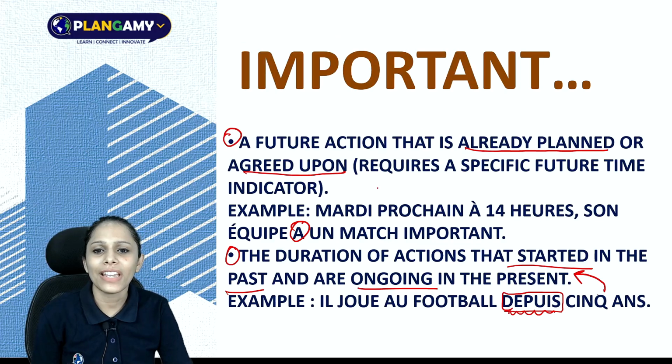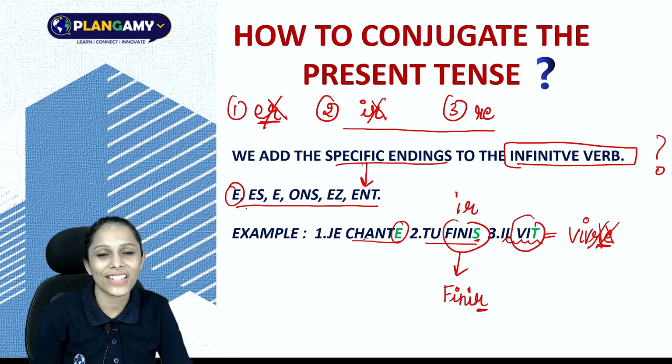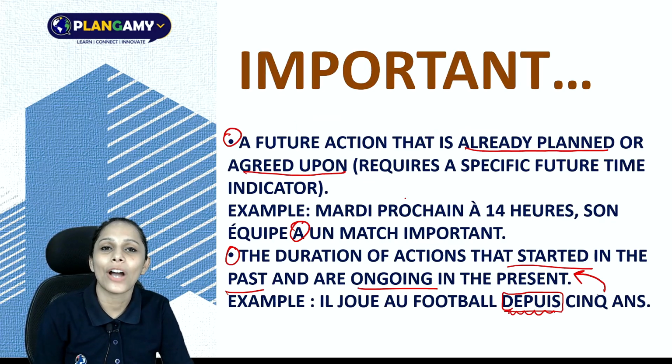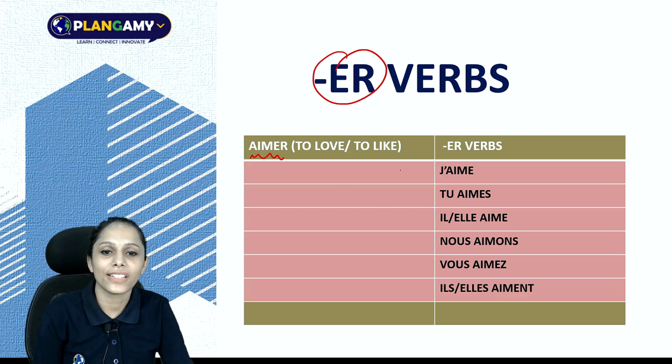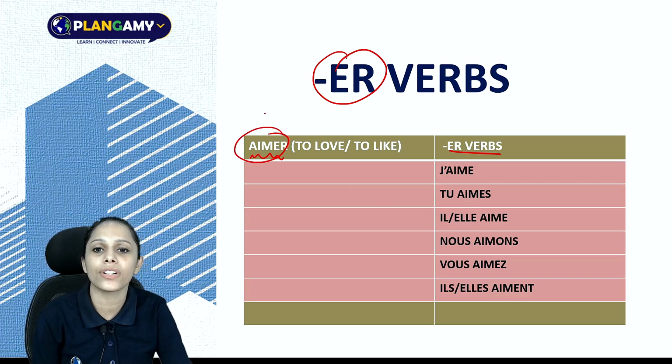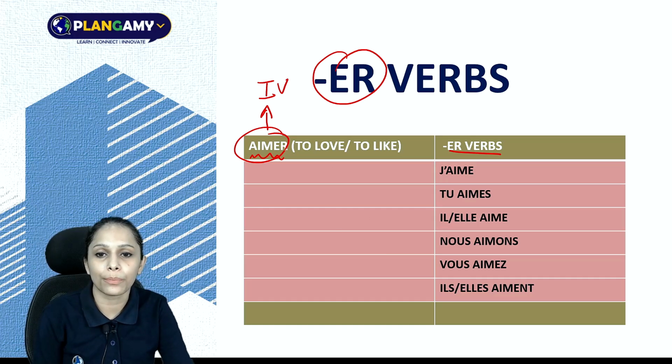Now we had these endings. Let's read these endings or terminaison. E, es, e, ons, ez, ent. Now let's go back to this table. So ER group of verbs. Aimer, this is our infinitive verb. I'm just writing down here IV, infinitive verb. I have conjugated this verb into present tense. Could you see? J'aime, tu aimes, il aime, elle aime. Nous aimons, vous aimez, ils aiment, elles aiment.